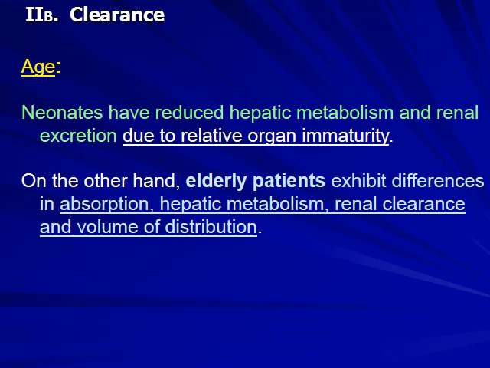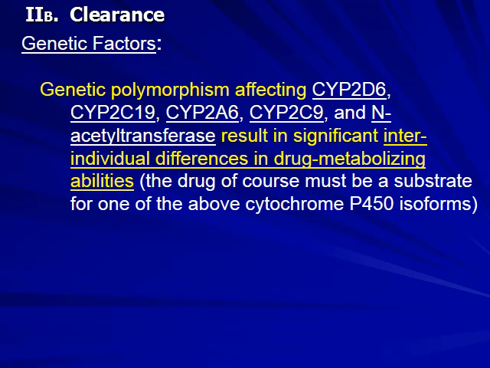Okay, age. We're going to go through that quickly because we've talked about it. Genetic factors. Okay, here we go. We're starting our genetic discussion. Genetic polymorphisms have been found in these various drug metabolizing enzymes: 2D6, 2C19, 2C9, and 2A6. Those are all, by the way, phase 1. And N-acetyltransferase, which is a phase 2 enzyme.